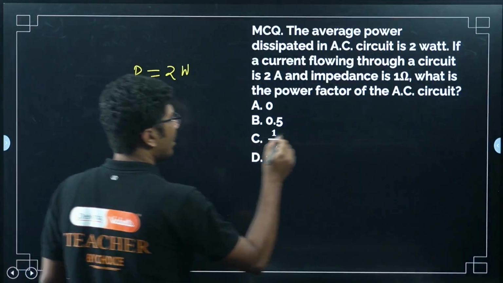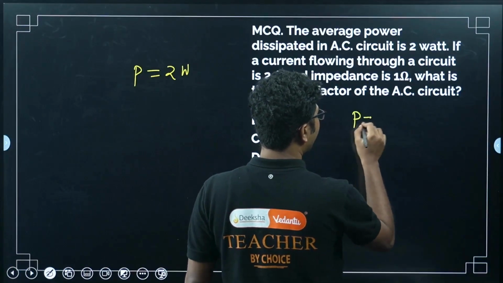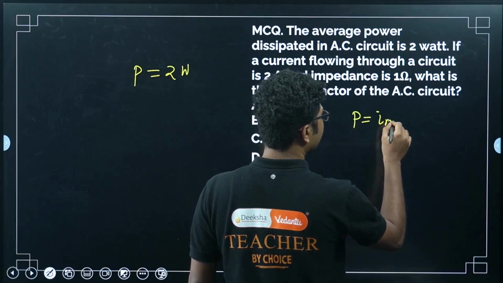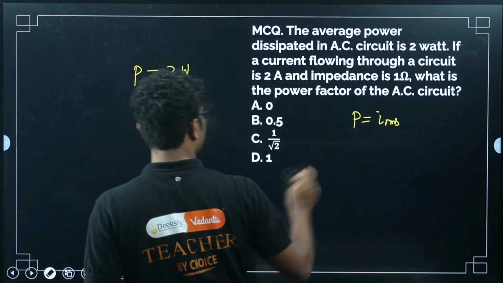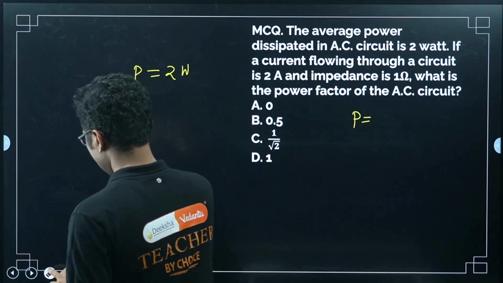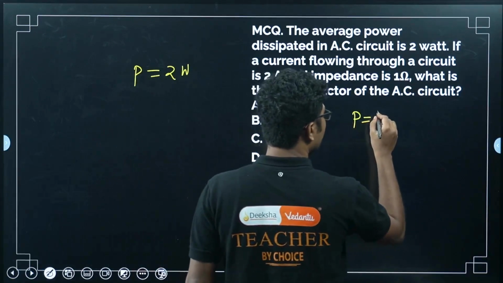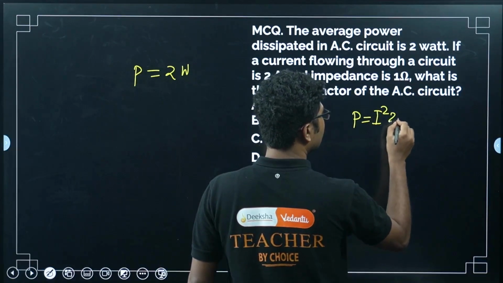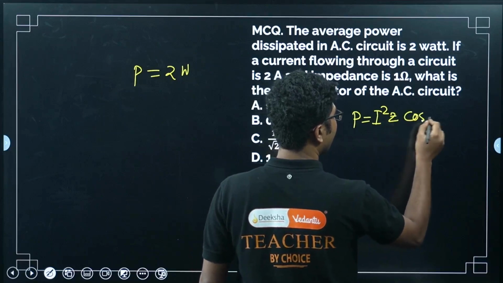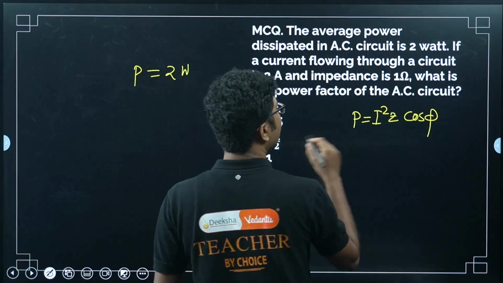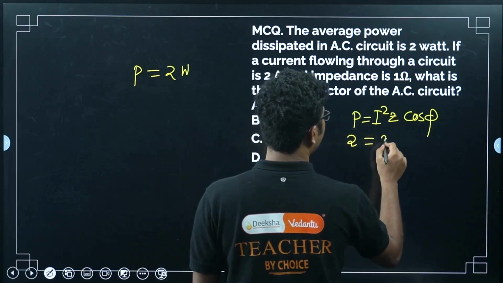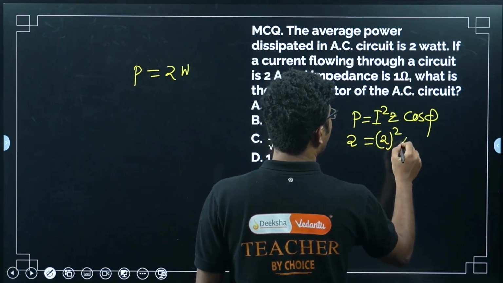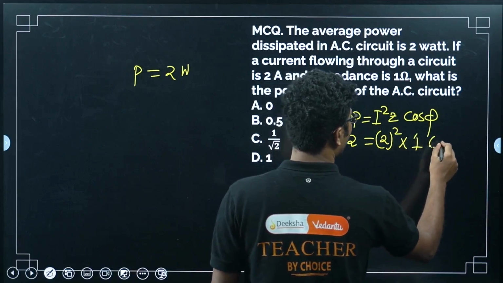Okay, so average power is equal to I RMS square. Let me write it in simpler words. Every time, I RMS is boring. So I square Z cos phi. Okay, P is given as 2 watts, I is given as 2 ampere, and impedance is 1. So what is cos phi?